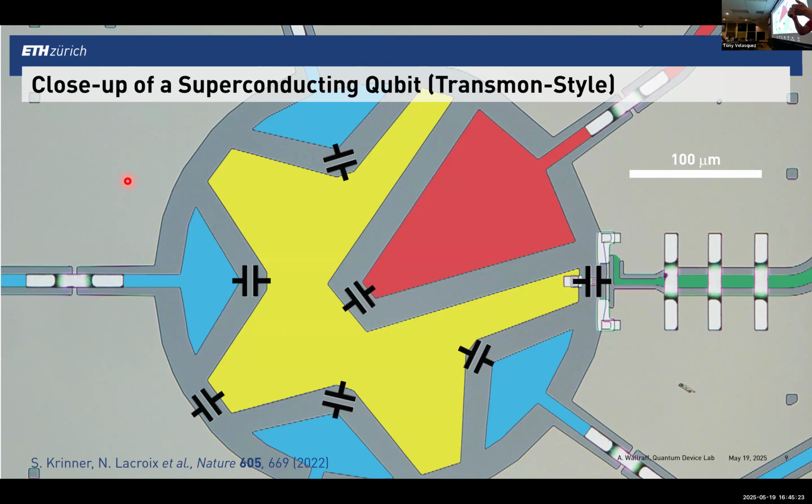Probably in one of your lectures today, you heard about the transmon qubit, and it has two parameters that set its properties, which are the Josephson energy and the charging energy. And the charging energy is set by the total capacitance of this yellow island to ground, and the sum of these capacitances sets the charging.